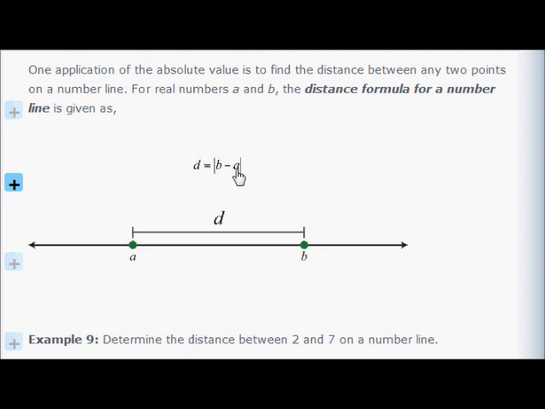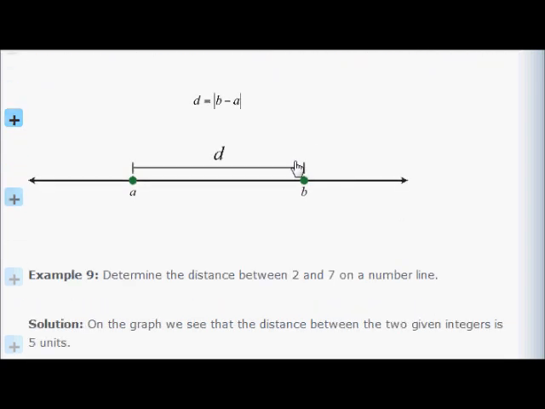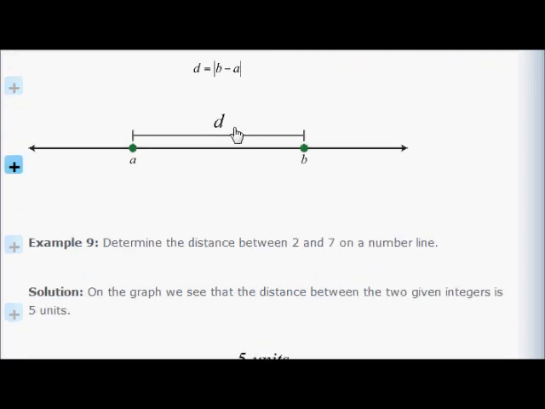So for any real numbers, A and B, the distance formula for a number line is the absolute value of the difference between those numbers, B minus A. Or actually, it could be A minus B. As long as you're taking the absolute value, in this case, it doesn't matter, all right? Now just be careful of that. Commutative property does not apply to subtraction, but in this case, I'm letting it go because I'm taking the absolute value, all right?